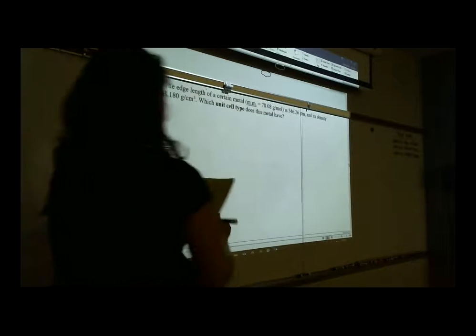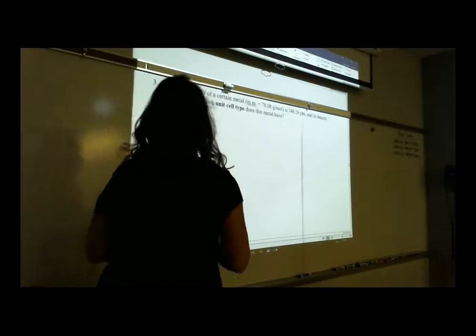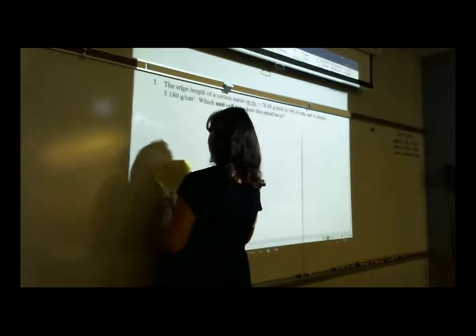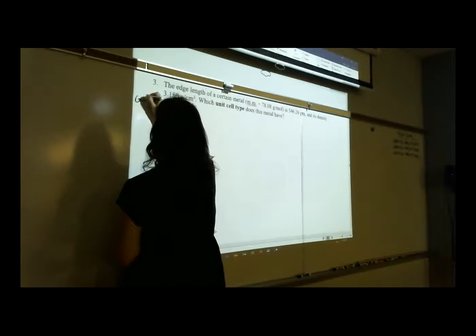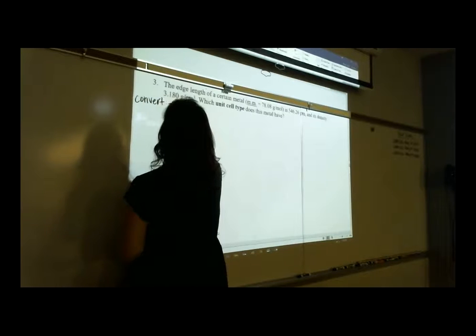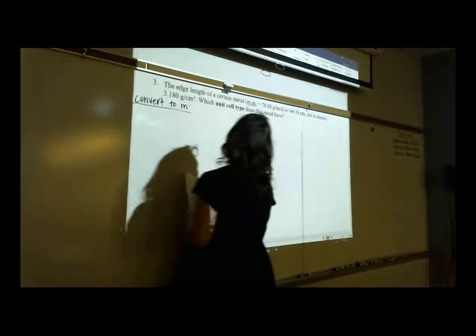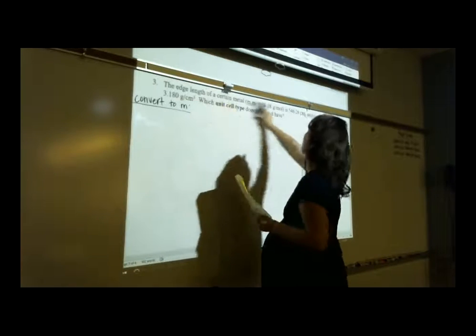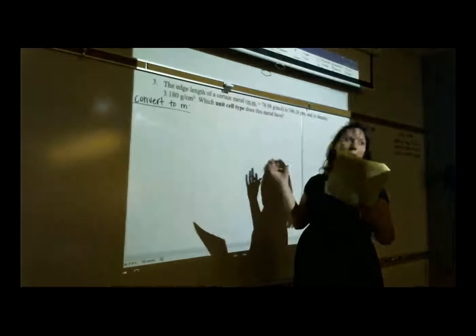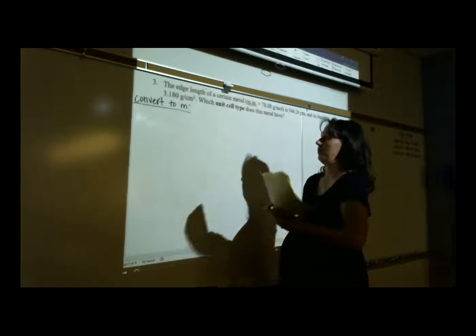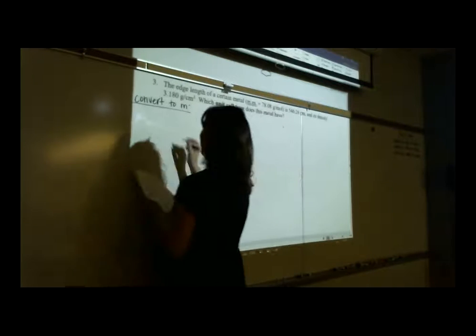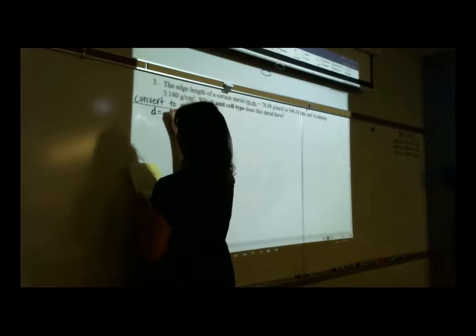All right, so let's go ahead and convert all our units to meters just to be consistent. But you could convert it to whatever unit you want. You just need to be consistent, right? Because this one's centimeters, this one's picometers. So just pick a unit, convert everybody to it. I just picked meters.